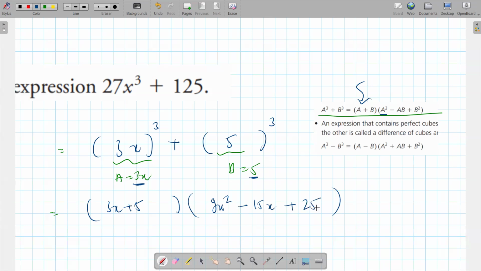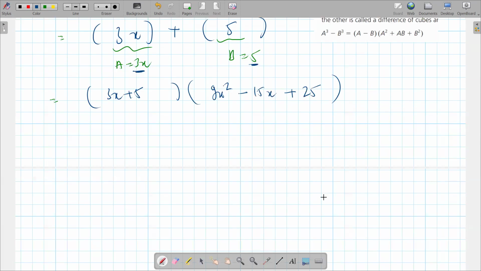And then you want to further see if you can factor this. Because it's a quadratic, what does our number multiply to?